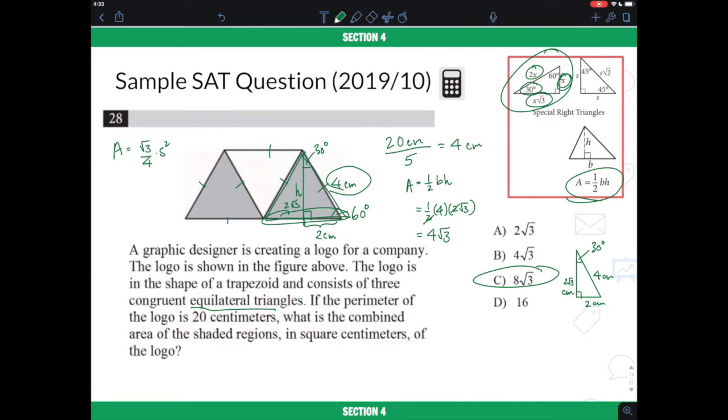So make sure you process your thoughts in a very logical manner, one step at a time. Don't rush, and make sure that there's an inner voice telling you that, hey, that's just the area of one triangle right here. Don't circle that as the answer. You're going to find both triangles' areas together in order to get to the answer.